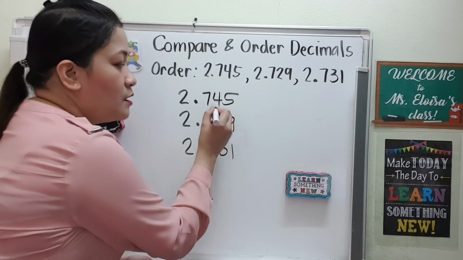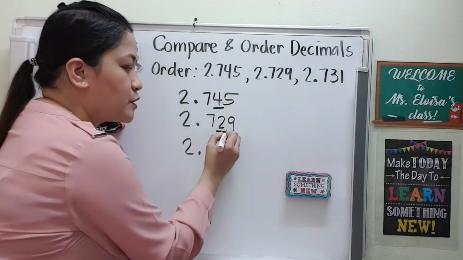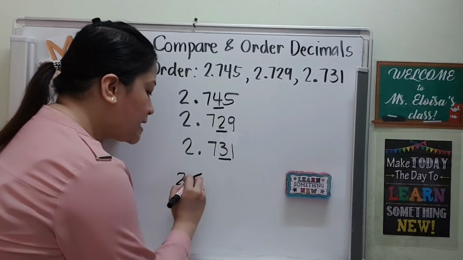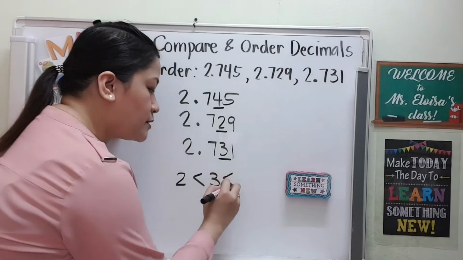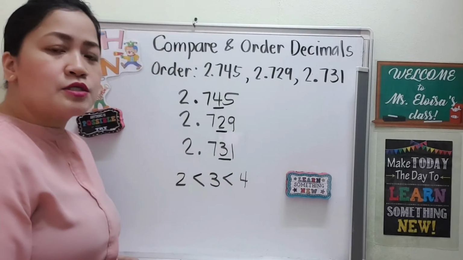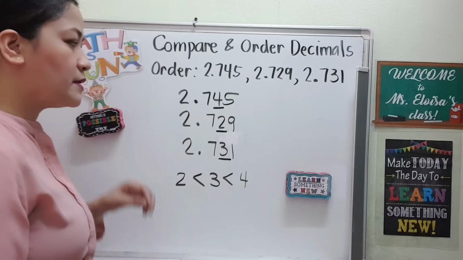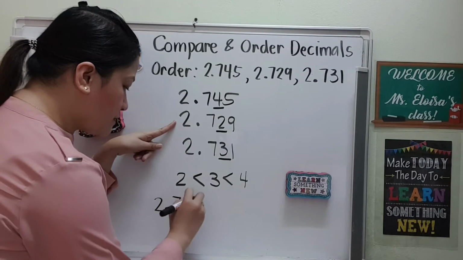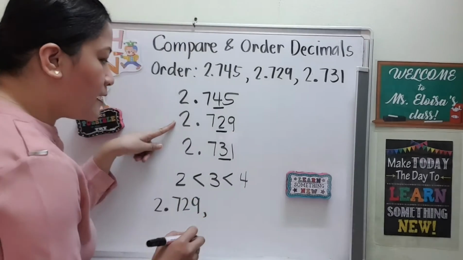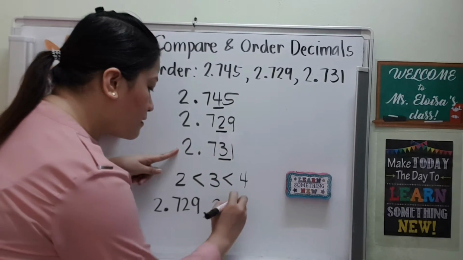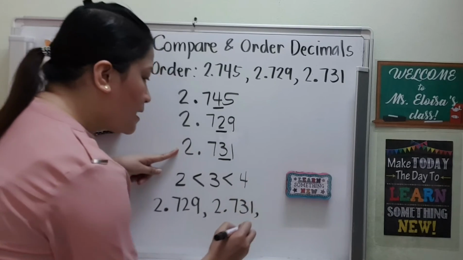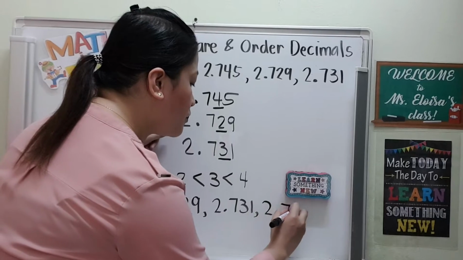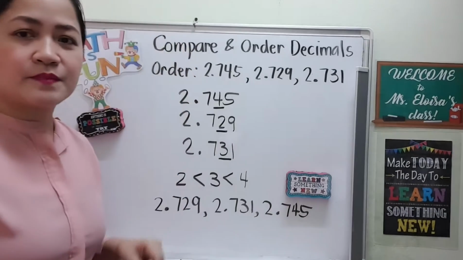So we will be comparing 4, 2, and 3. 2 is less than 3, and that is also less than 4. So arranging them from least to greatest will give us 2 and 729 thousandths, followed by 2 and 731 thousandths, and then the greatest number will be 2 and 745 thousandths.